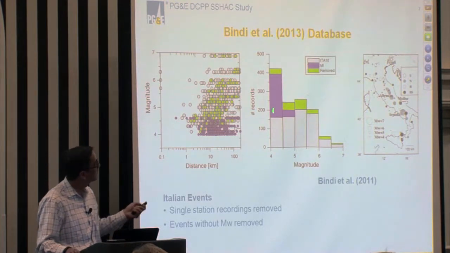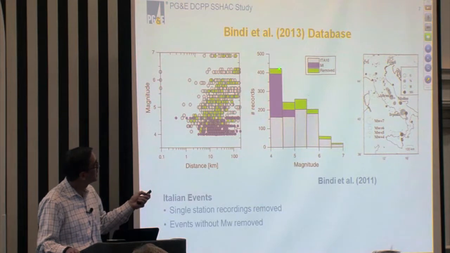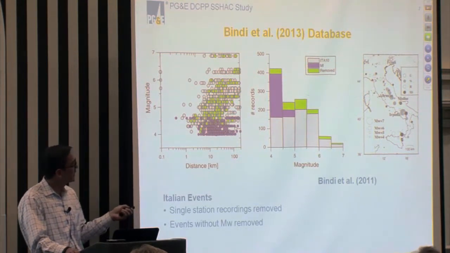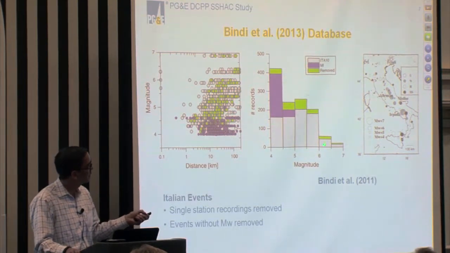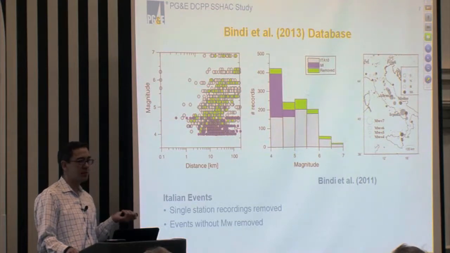And so initially, this is their distribution, their bins of magnitude and number of records. You can see that between 4 and 4.5, they've got over 400 records. But the purple and the green are the records that they removed. So when you get down to it, what they actually used are the gray boxes here. It's about 700 to 800 records. About 75 to 80% of these events are normal events.